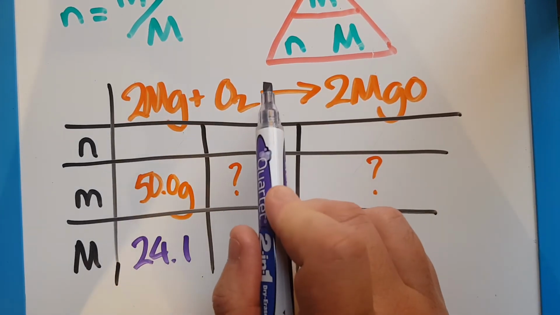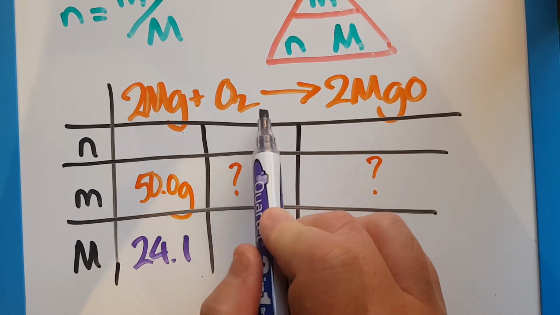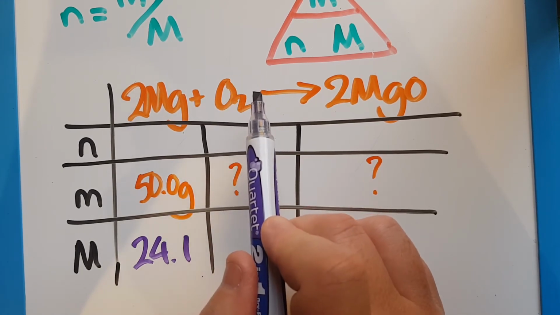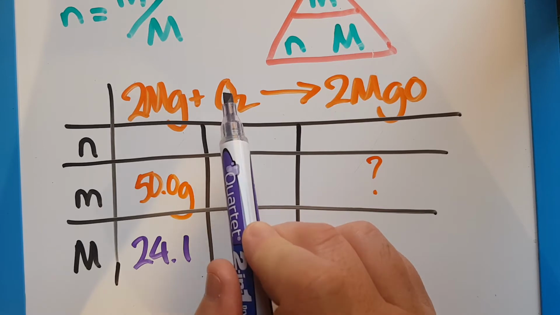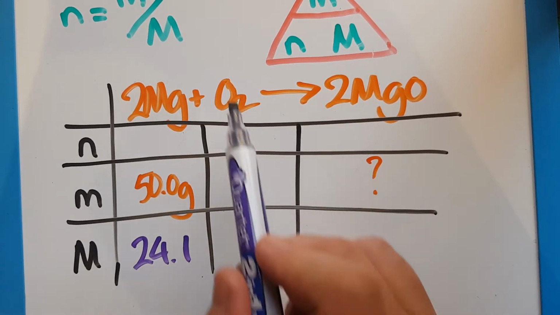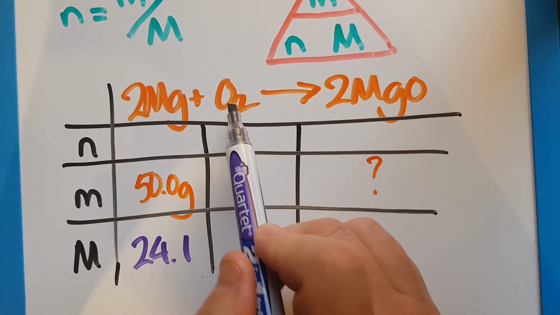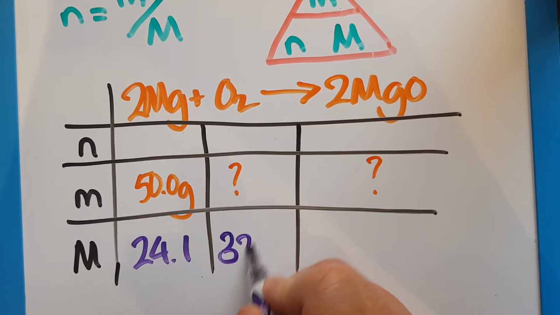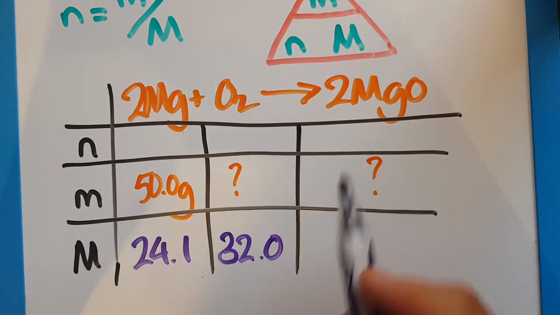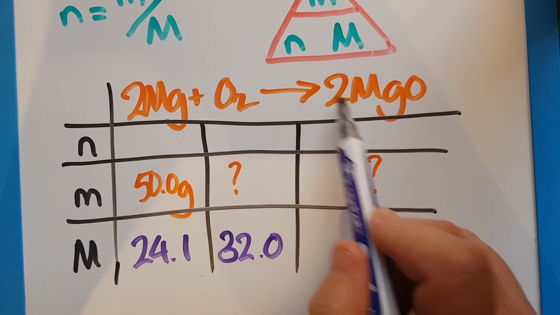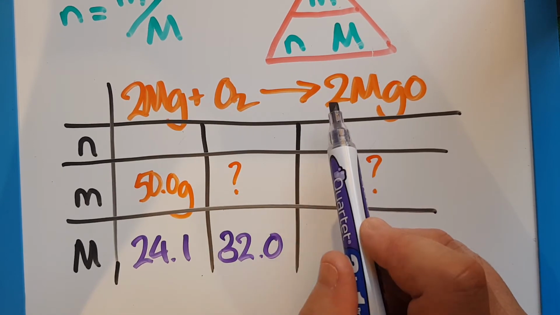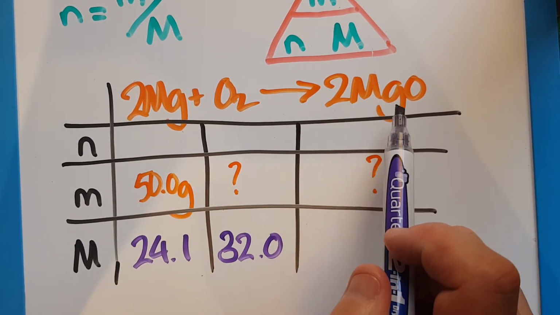But this little 2 is really important because that's part of the molecule, part of the chemical formula. So O2, oxygen is 16.0, so 2 oxygen atoms in there means that this one is 32.0 grams per mole. And in here, again, I'm disregarding the 2 at the moment. This will become important later. Magnesium is 24.1.